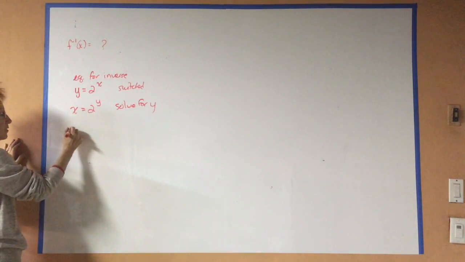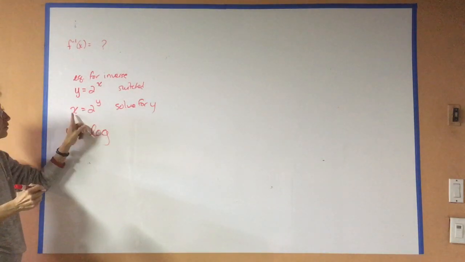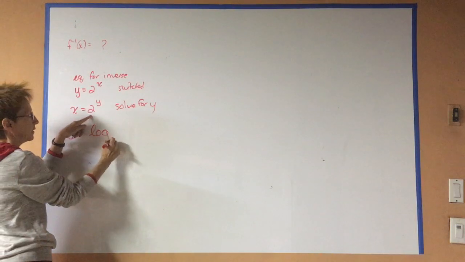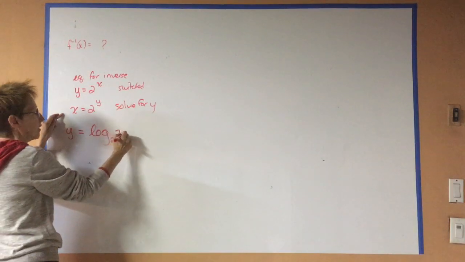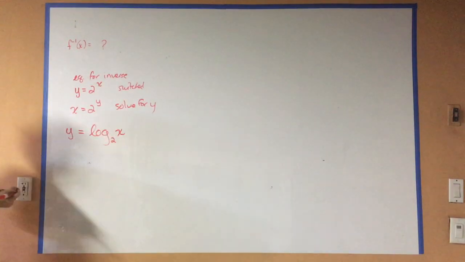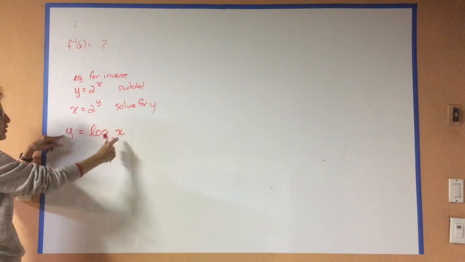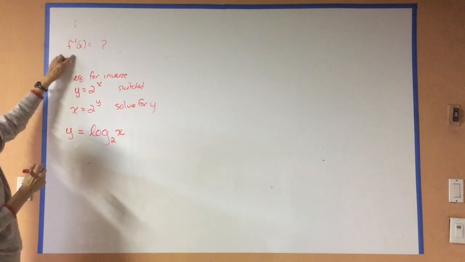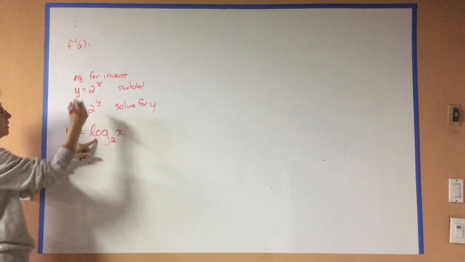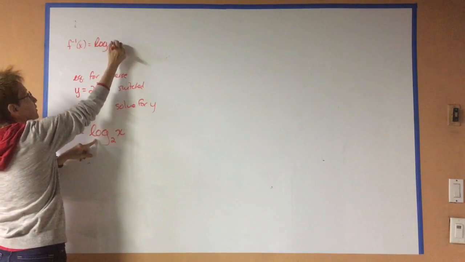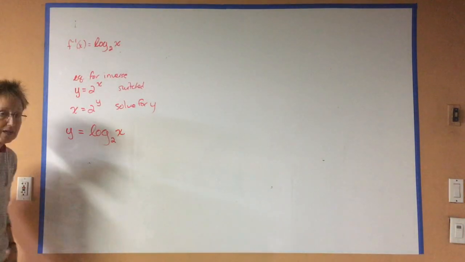We're trying to solve for y, so we write y equals, we write the word log. The base of the exponential form is the base of the log, so I put a 2 here. And then the answer of the exponential form is the argument of the log. So solved for y, x equals 2 to the y says y equals log base 2 of x, which means that f inverse, this is my f inverse, is equal to log base 2 of x. So that's what that red graph is. It's log base 2 of x.